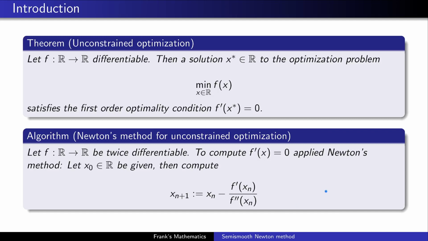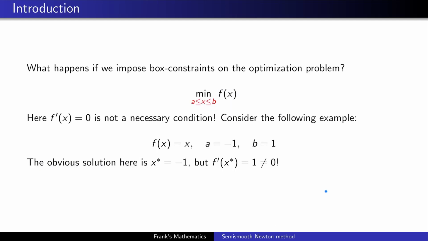However, how can we apply this method if we have box constraints? So assume that we have so-called box constraints. We want to minimize f of x, but now we have the additional constraint that x must be in the range of a and b. So a must be less or equal than x and x must be less or equal than b. In this case, the first order optimality condition we just saw, f prime of x must be 0, is not a necessary or even a sufficient condition.